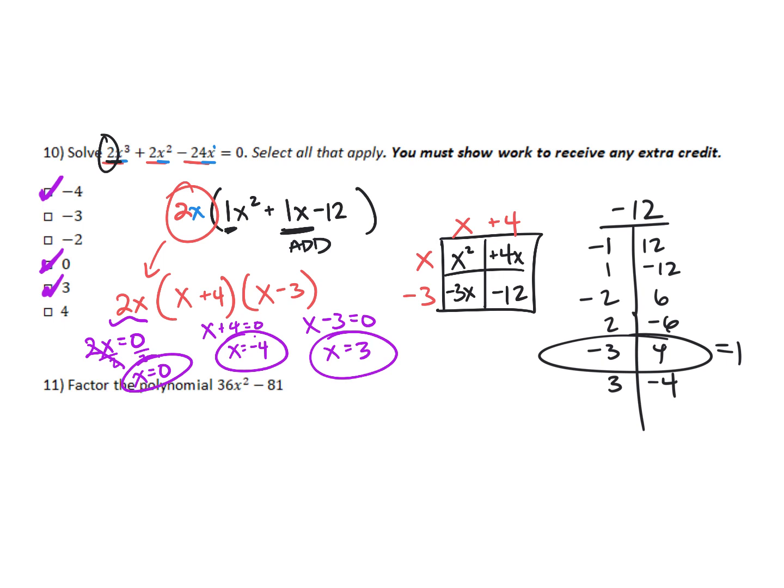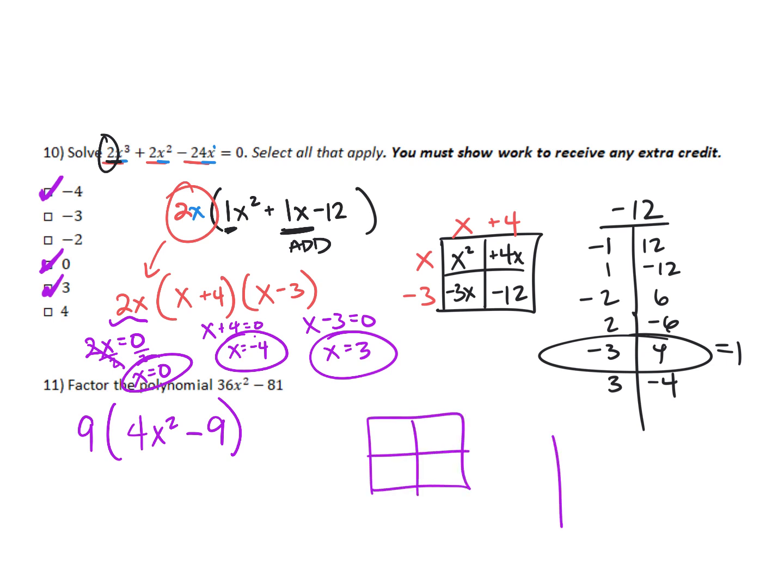So again, this one does have a GCF. I am going to teach you a shortcut in just a second. It does have a GCF of 9, so I could factor out a 9. 36 divided by 9 is 4, x squared. And 81 divided by 9 is 9. So I could factor out that 9 to have smaller numbers. And remember, this is one because it doesn't have the middle term.